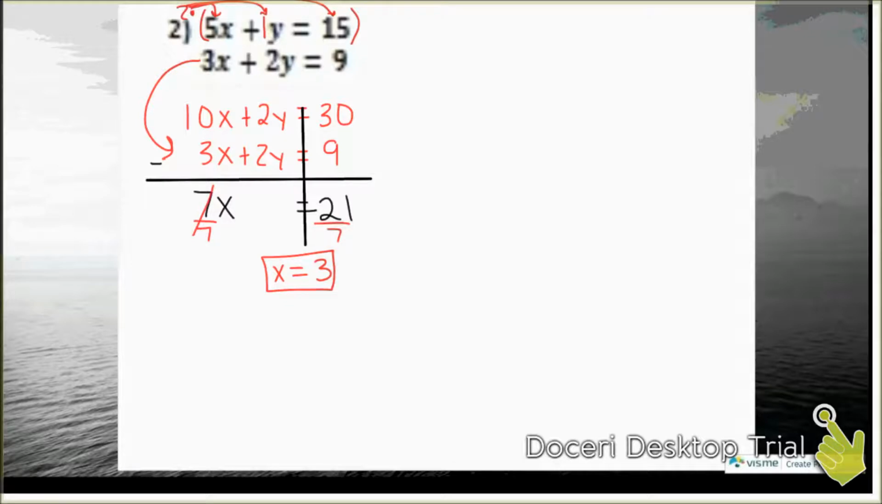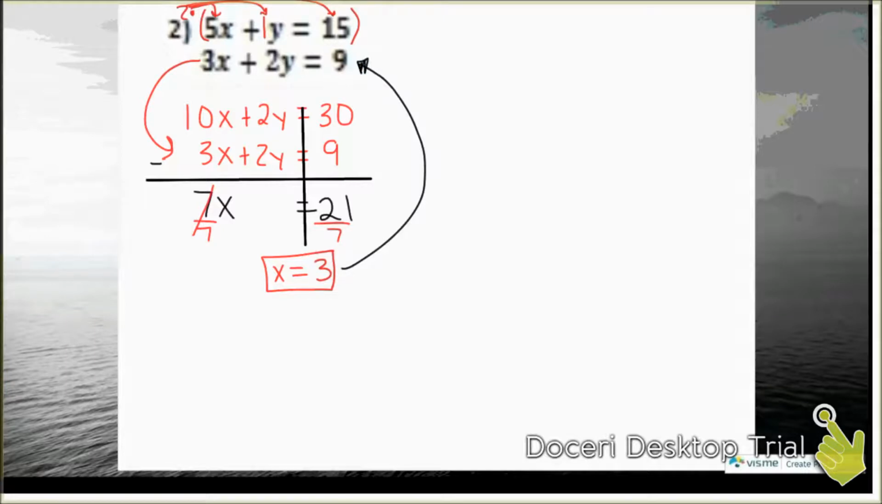Now again, remember, we want to sub this back into a different equation. So we really have a lot of options here. We have the top equation, 5x plus y equals 15. We have 3x plus 2y equals 9. We have 10x plus 2y equals 30, and then a repeat of that second equation. So I don't know about you, but the second equation is by far going to be the easiest of these three. So I'm going to draw my arrow up, and it's going to be pointing to that second equation.